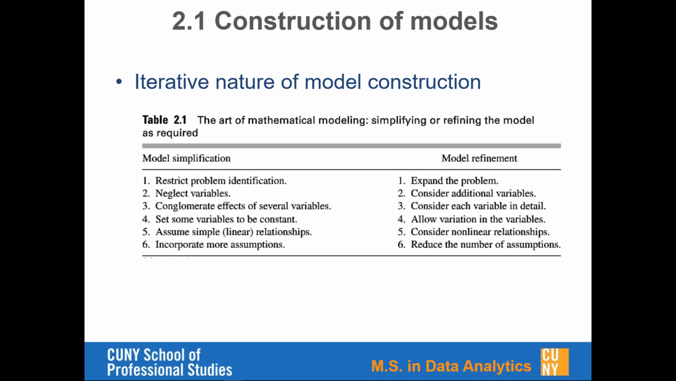And then on the model refinement side, you have to expand the problem. You have to consider additional variables. Maybe instead of looking at the linear relationship, you should think about nonlinear relationships. You're trying to reduce the number of assumptions so that you make sure that your model is sufficient to capture the reality that you're trying to model. So it's a combination of both. On one end, you are trying to simplify the problem. On the other end, you want to refine your model so that you make sure your model is doing a good job representing the reality.